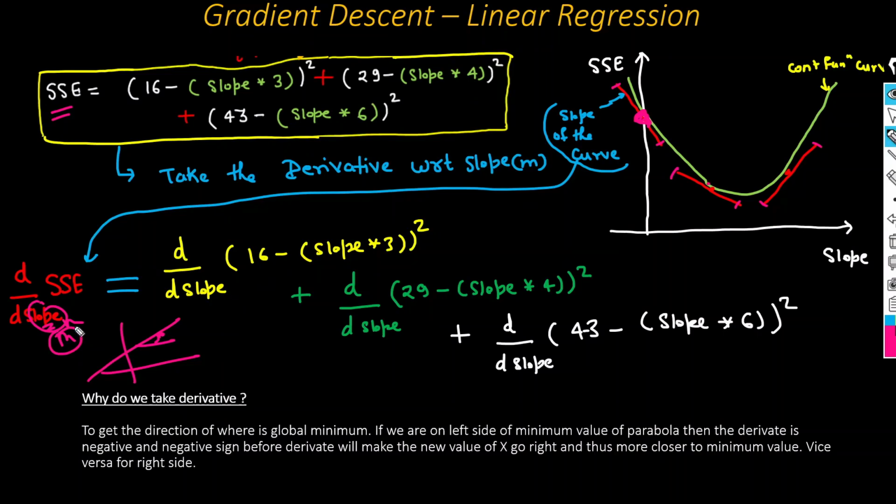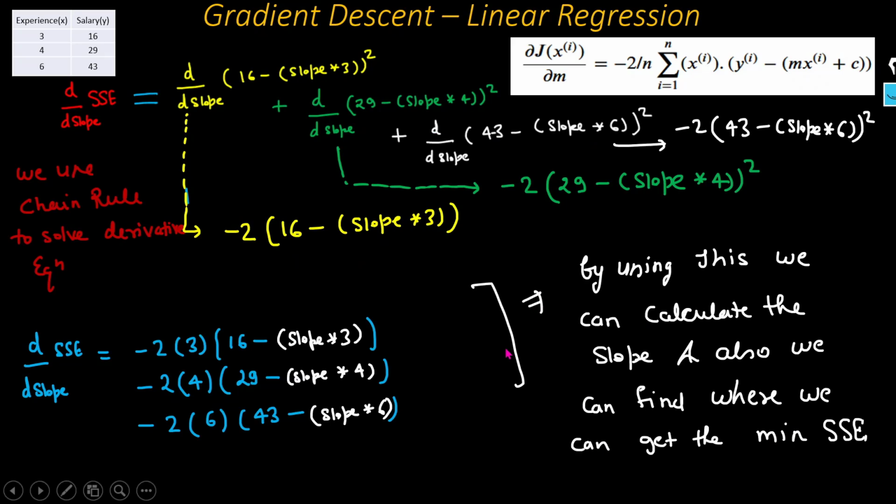So how can we calculate the derivative of the SSE with respect to slope? First we have to calculate the derivative of this equation, then this, then this. So the first equation is this, the second is this, and the third is this. We have to calculate the derivative with respect to slope for each equation. So what output will we get? We get the output like this. This is the equation of the derivative.